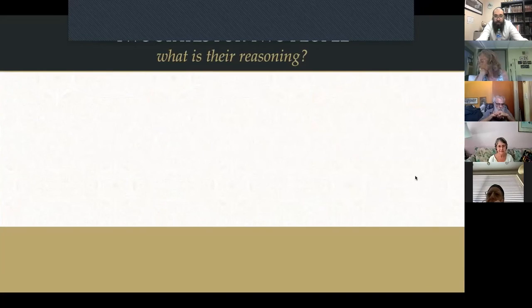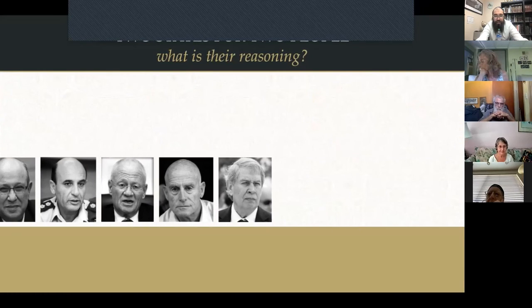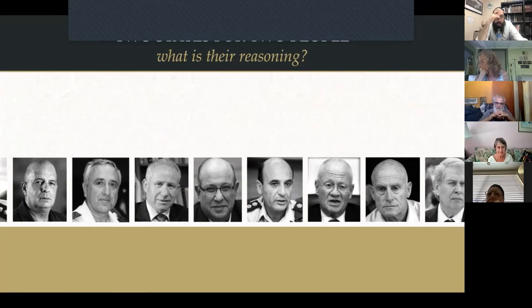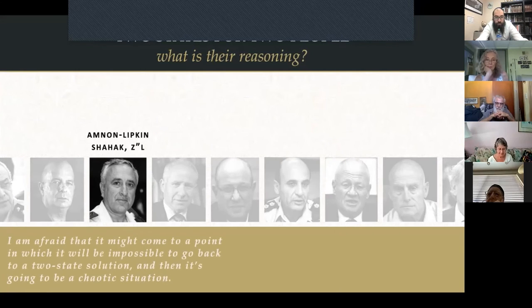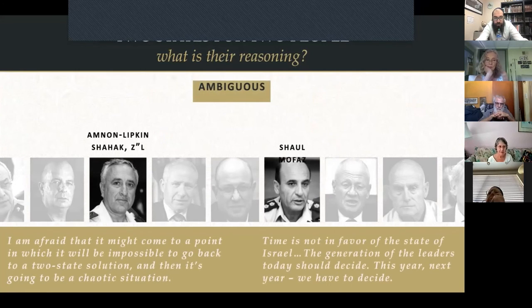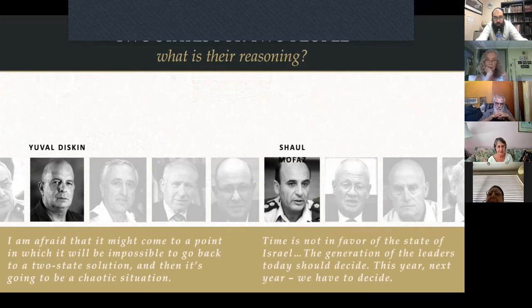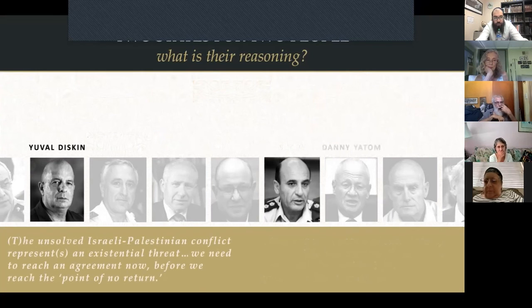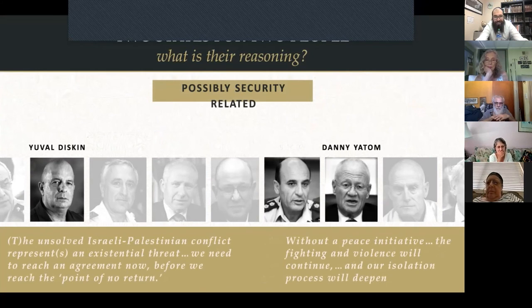So to summarize, where were we here? I felt a little bit behind in the slides. So these are the people from the New York Times ad. And we asked what is their reasoning. We went through it. Okay. Some are ambiguous. I should have been showing these slides while I was talking. Okay, it is what it is.